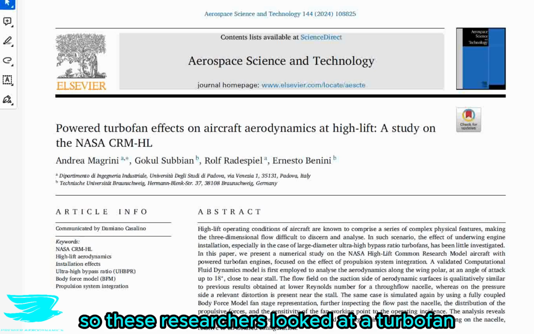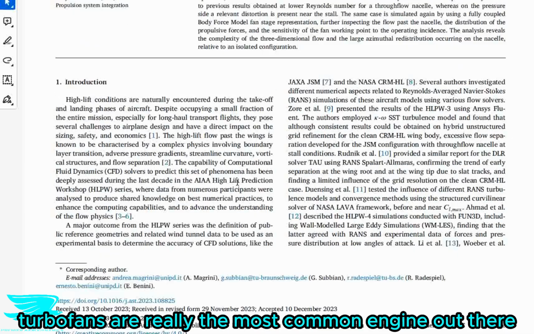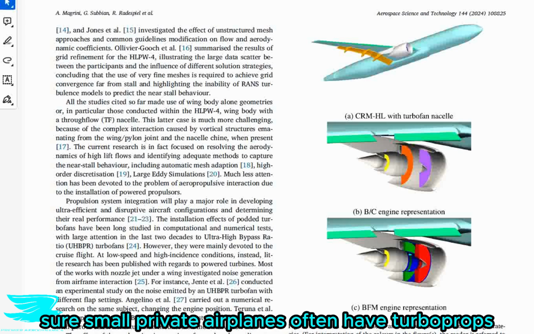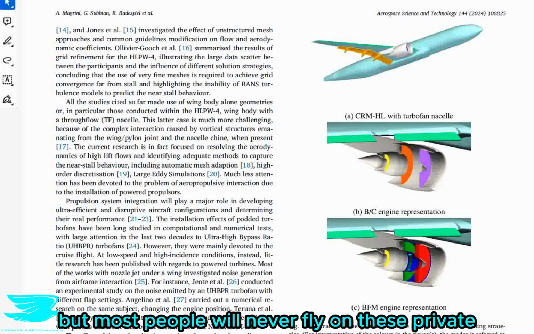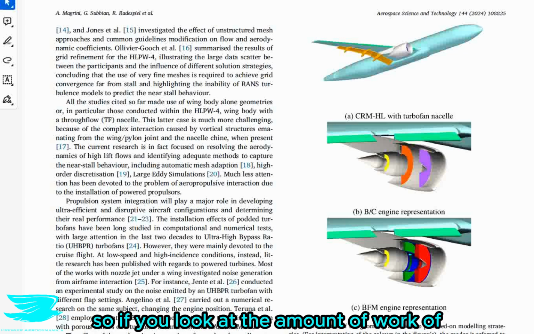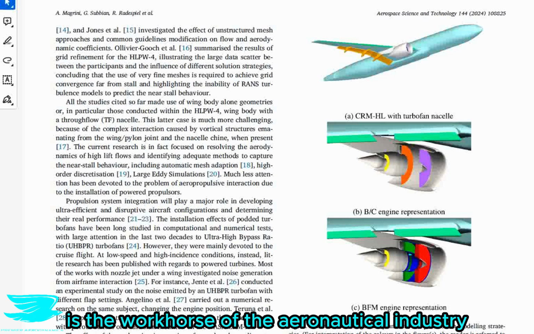So these researchers looked at a turbofan and the effects of this on the airplane's aerodynamics, because turbofans are really the most common engine out there. So I mean, sure, small private airplanes often have turboprops, but most people will never fly on these private small planes. Most people fly on regular airliners. So if you look at the amount of work of each type of airplane that it does, by far the turbofan is the workhorse of the aeronautical industry.